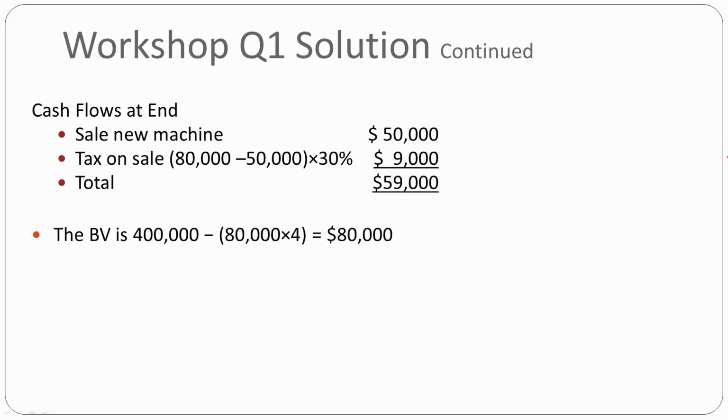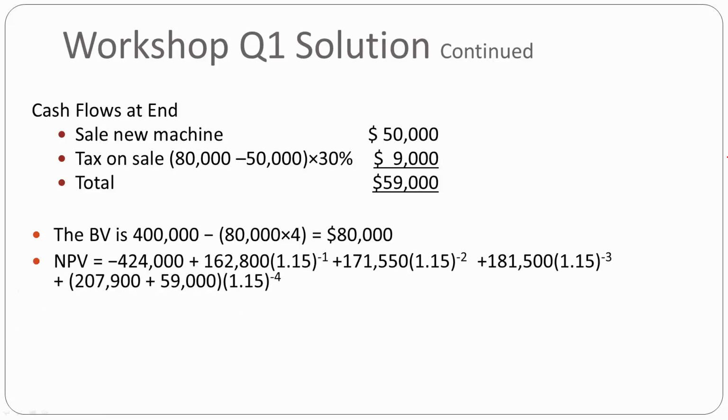Okay, so now we can calculate net present value. We've got all of those different cash flows at the different times. Calculate net present value. We're discounting that at our hurdle rate. We come up with 119,000. It's positive. Yay, go ahead with the project.